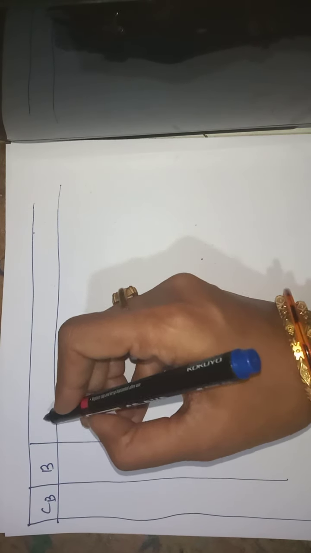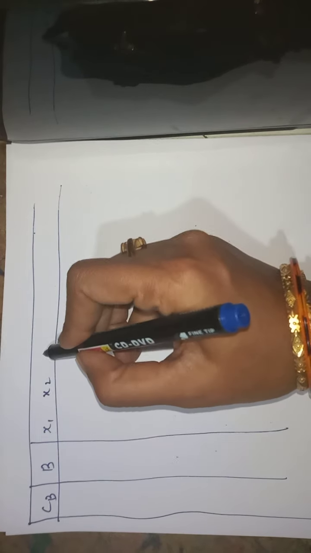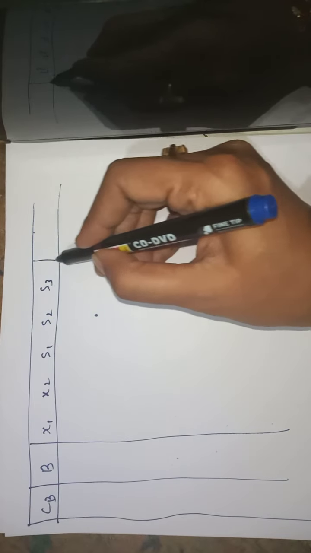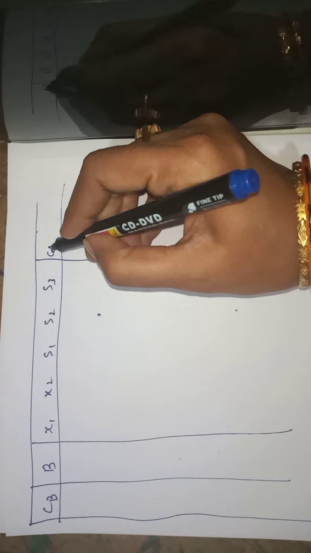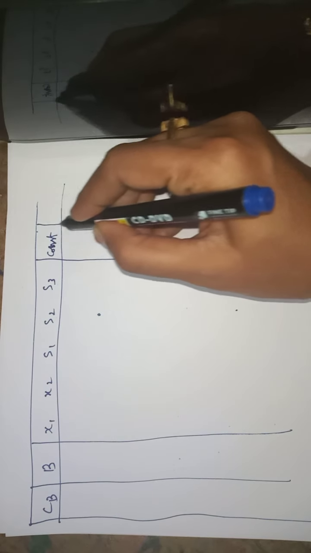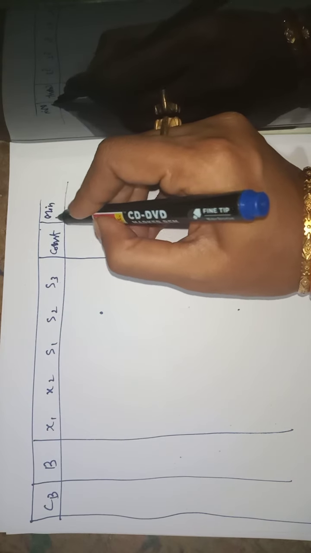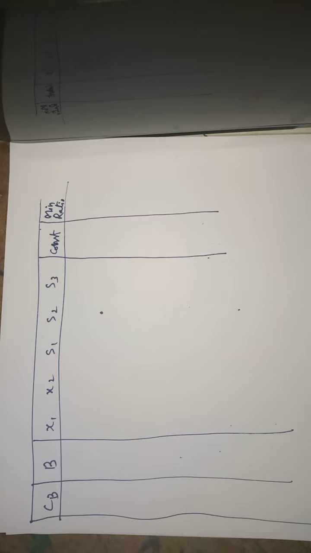How many variables are there here? x1, x2, and s1, s2, s3. These many variables are there. After that, the constant, and the last column is for the minimum ratio, the MIN ratio.